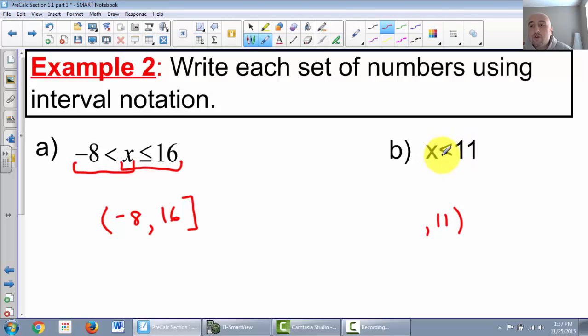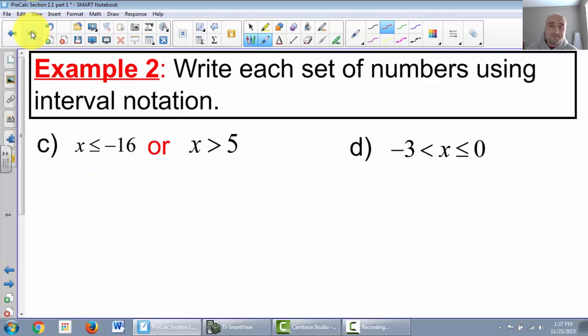Does it tell us where we're going to stop? Numbers smaller than 11 go to the left on a number line. So here's 11, and it's everywhere to the left of 11 because x is smaller than 11. We don't have any idea where it's going to stop to the left, so I'm going to use negative infinity. So this tells us that our numbers are going to go from negative infinity to 11. Okay, hopefully that makes a little bit of sense.